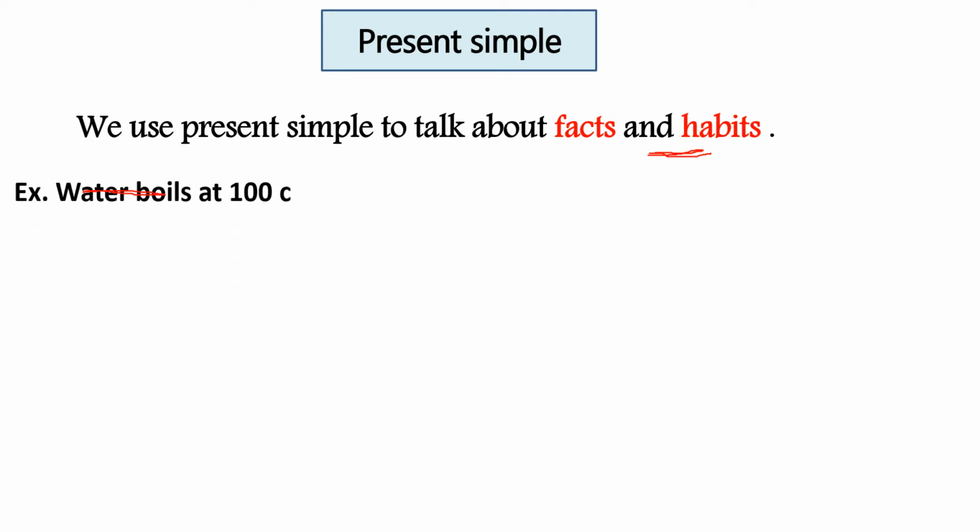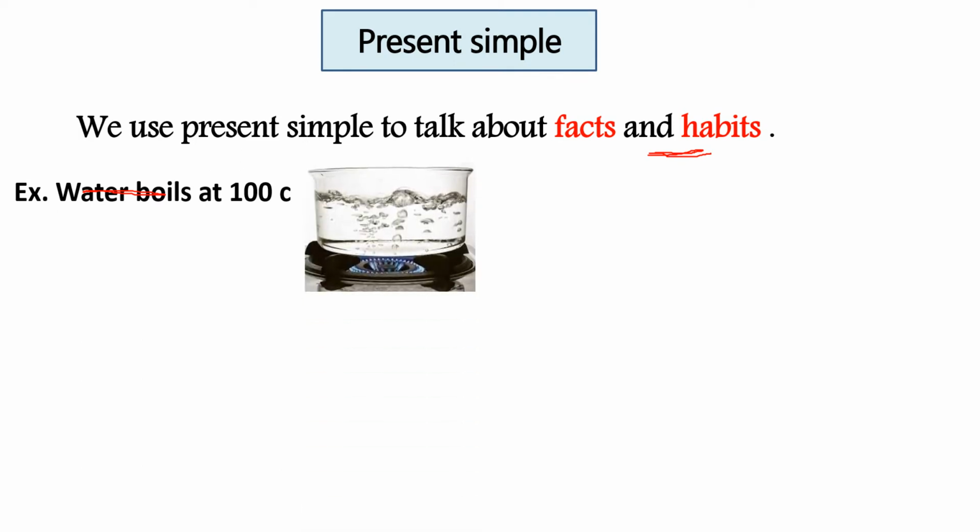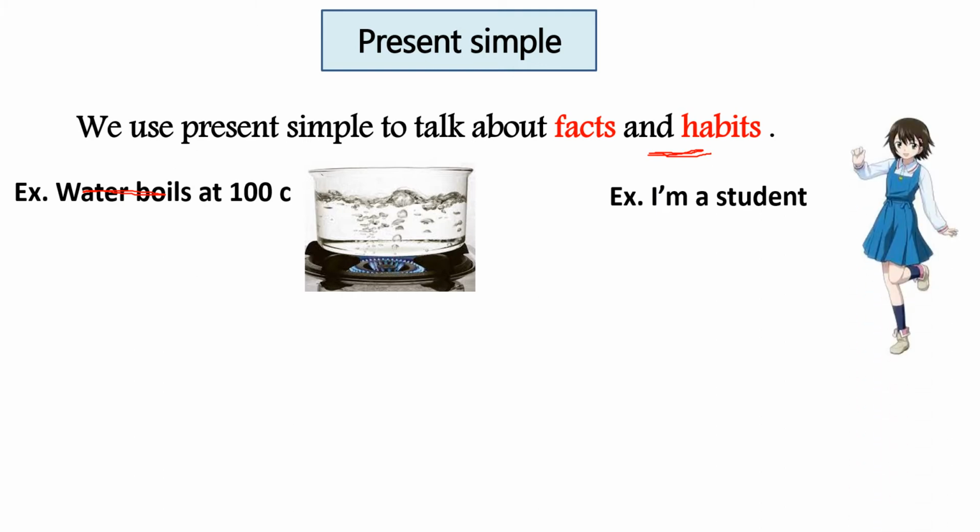Example. Water boils at 100 Celsius. Here we have a fact. We can't change it. So that's why I'm using present simple. Another example. I'm a student. This is also a fact. I can't change it. So that's why I'm using present simple.